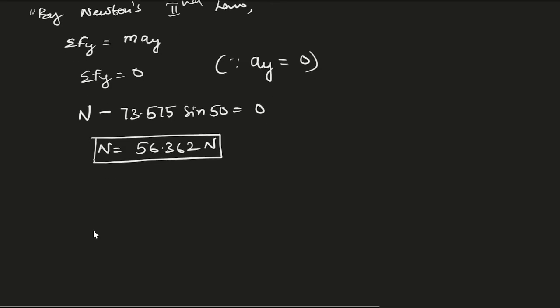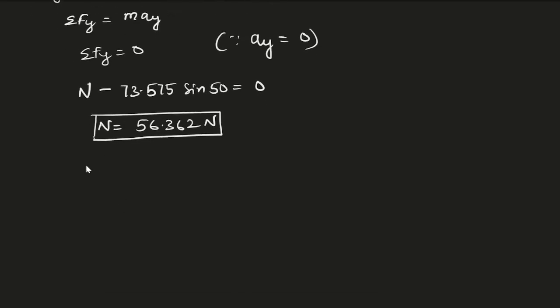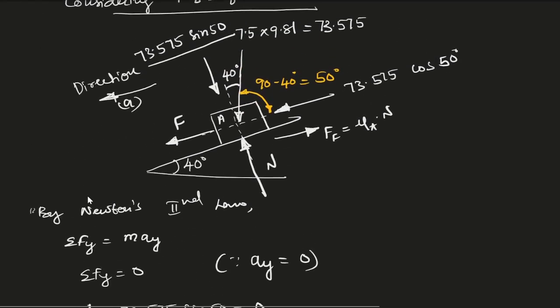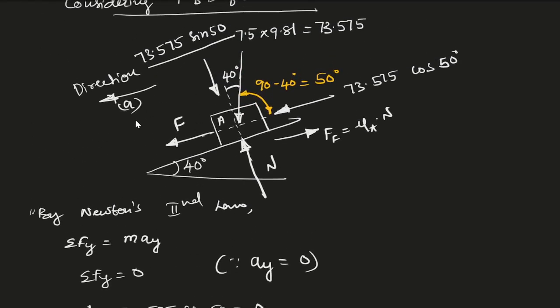Now we found the value of normal. Now we're going to use the horizontal formula. F of x will be equal to mass into acceleration in the x direction. Okay, so now in the body we have to consider all the horizontal forces.